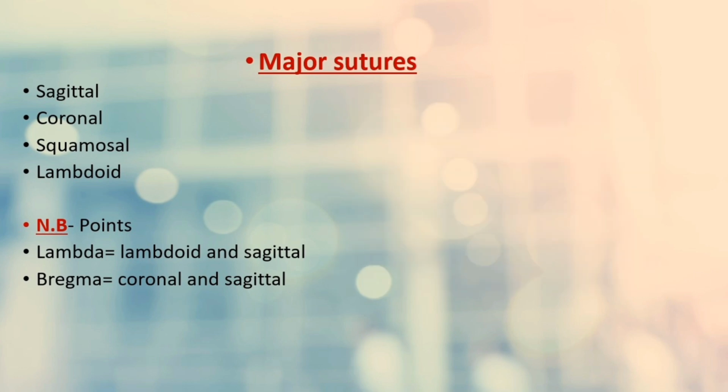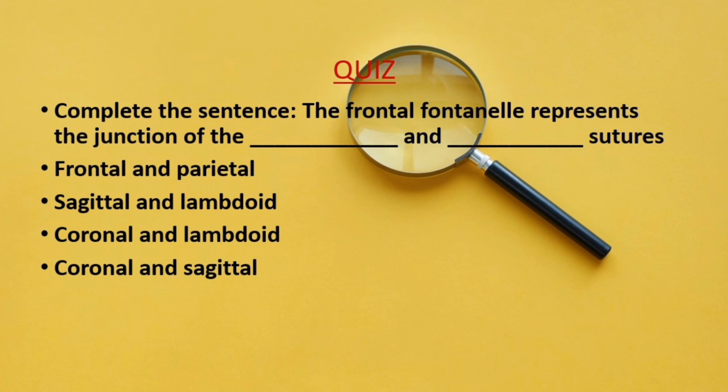It is also important to note the points where the sutures meet. For example, lambda is the junction between lambdoid and sagittal suture, while bregma is the junction between coronal and sagittal suture. Let's have a quiz. Complete the sentence. The frontal fontanel represents the junction of the dash and dash sutures.